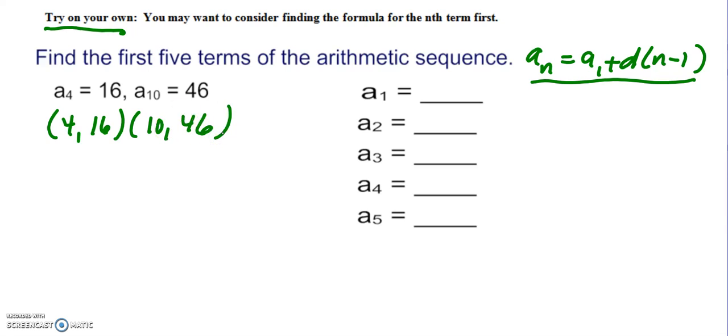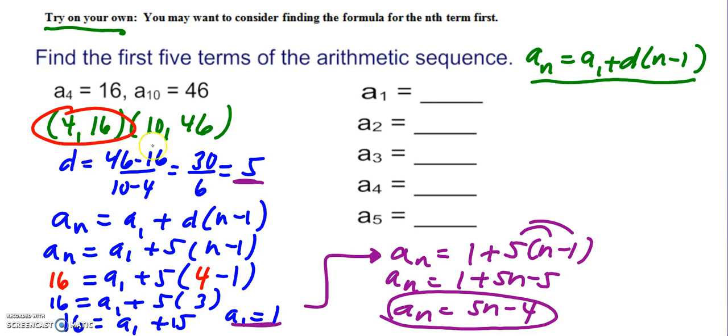What I'd like you to pause and do is find the d value via slope. And once you find d, I would like you to take one of these points, plug them in for a sub n, and find your a sub 1 value, and see if you can find the equation on your own. So please pause, take a look at your previous example, and see how far you can get on your own. So please pause now.